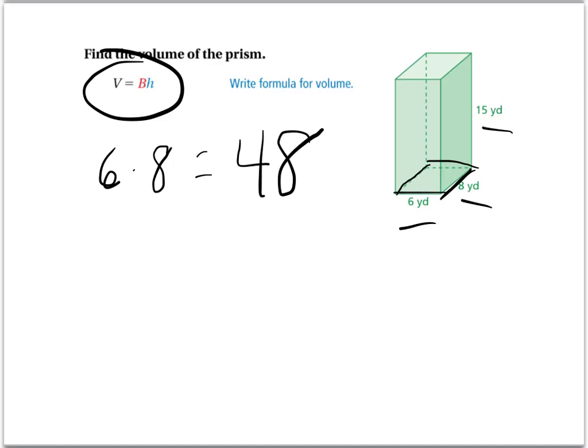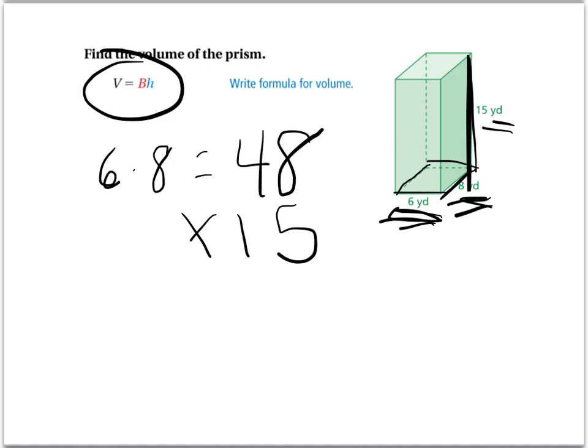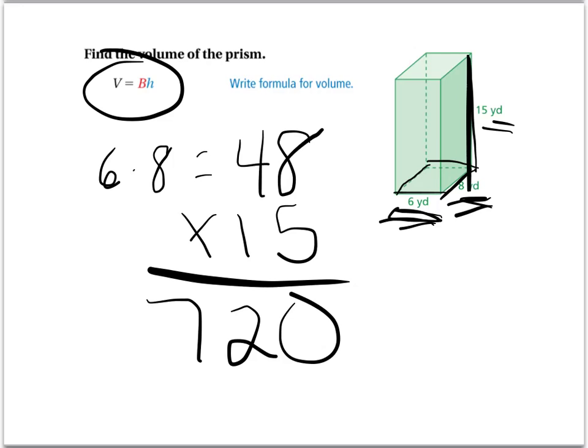I then take that base and multiply by the height. So basically it becomes 6 times 8, which is length times width times the height. So I first find that base is 48, and then I multiply that by 15. And in the calculator, that gets me 720. So the volume of my box would be 720.